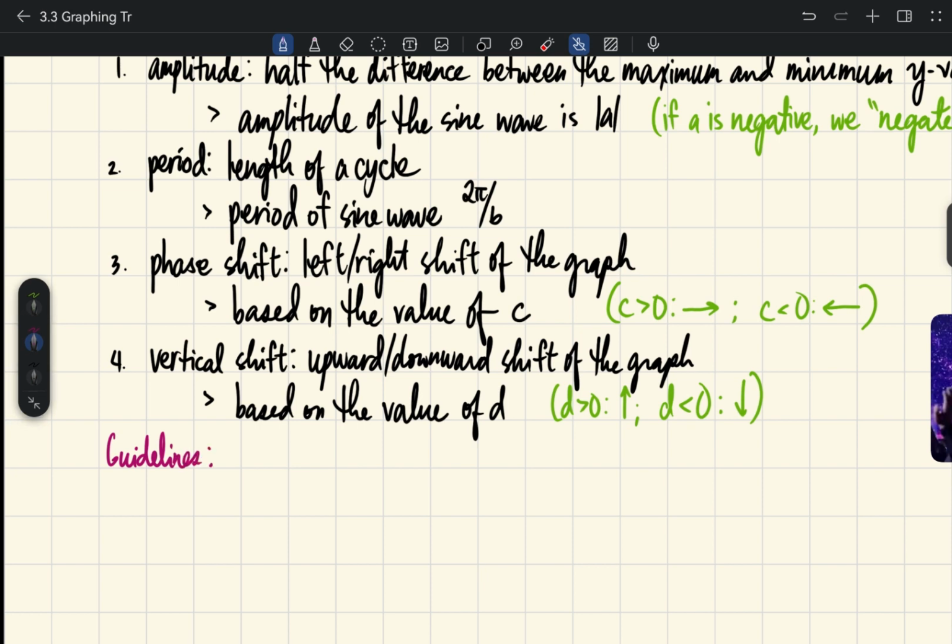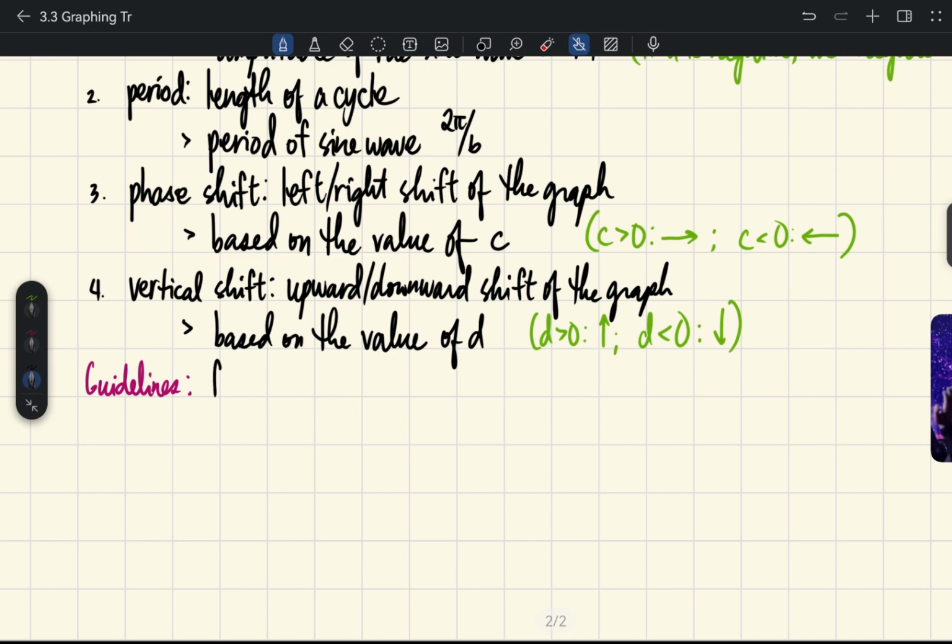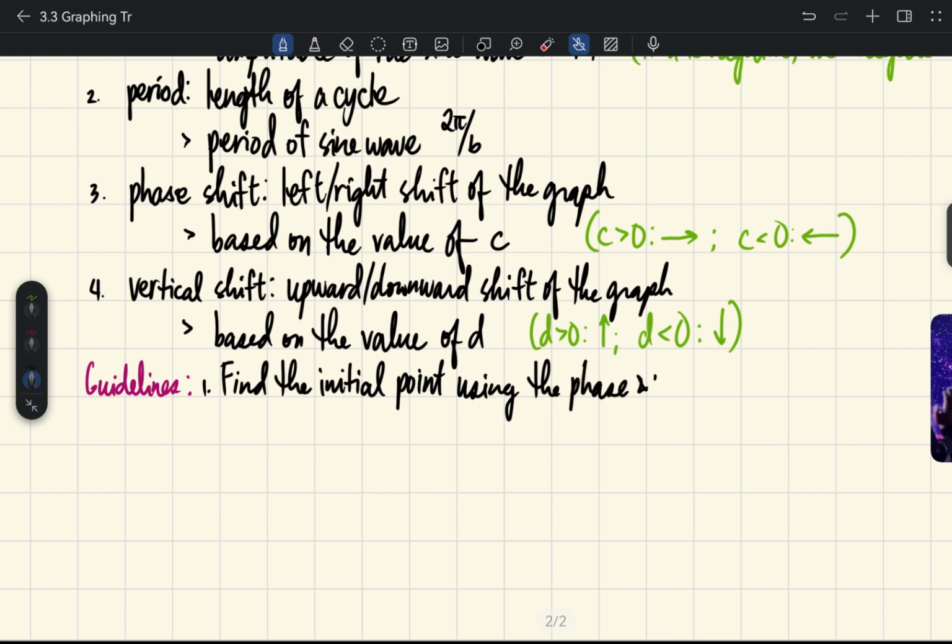First and foremost, the one that will help you is the phase and vertical shift. So, find the initial point, using the phase and vertical shift.